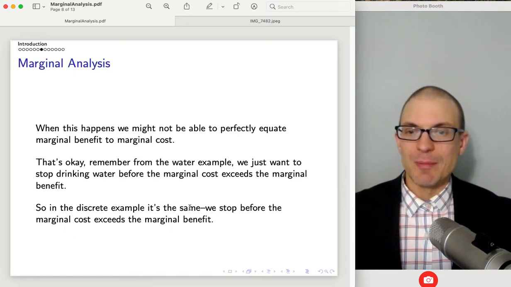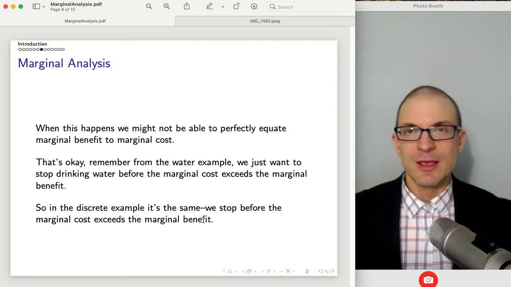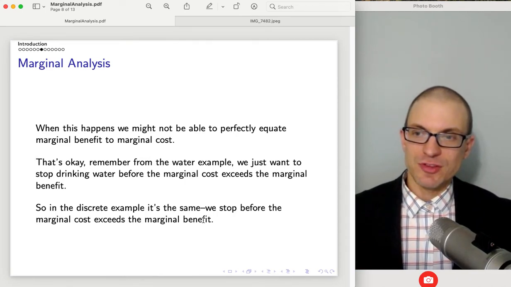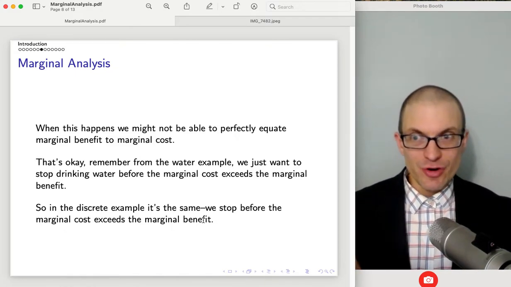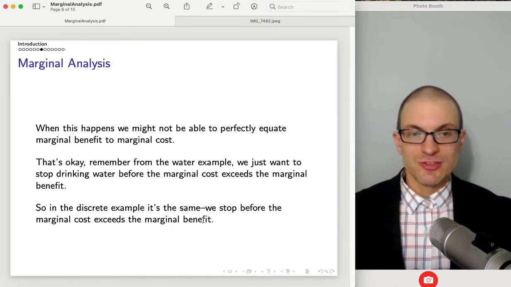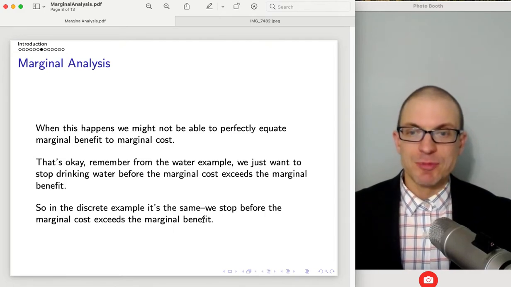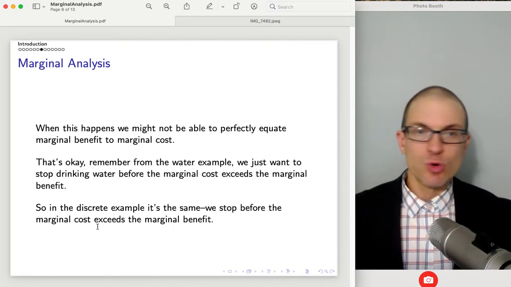In the discrete example, we just stop before the marginal cost exceeds the marginal benefit. So as long as the marginal benefit of the second truck is larger than the marginal cost of the second truck, and if the marginal benefit of the third truck would be smaller than the marginal cost of the third truck, then I stop at 2 trucks, and that would be the optimal number of trucks, right? In the discrete example, we stop before the marginal cost exceeds the marginal benefit. We'll go right up to that point.